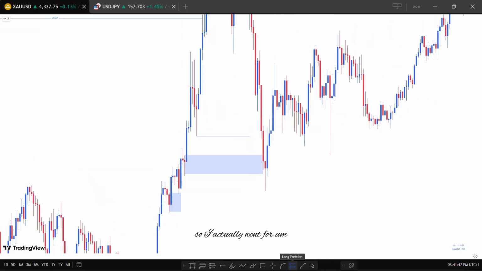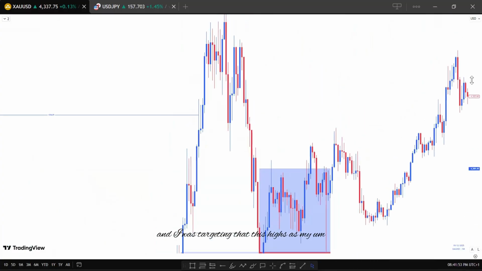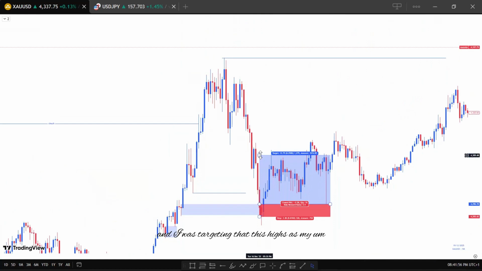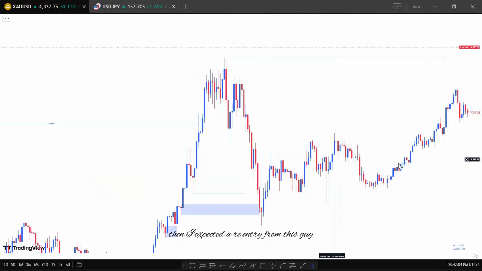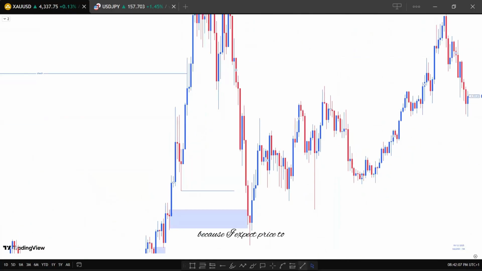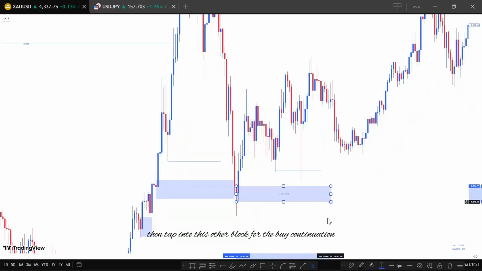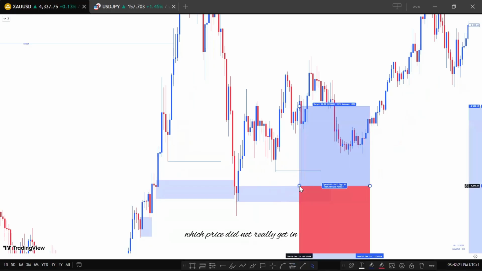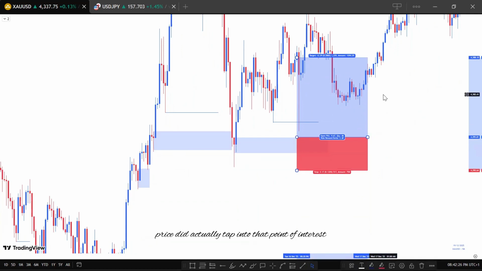So I actually went for a long position from this, and my stop was below this, and I was targeting these highs as my take profits. So it's actually 1:11 that failed. Then I expected a re-entry from this because I expect price to come take out this sell side liquidity, then tap into this other block for the buy continuation, which price did not really get in, but on futures, price did actually tap into that point of interest.